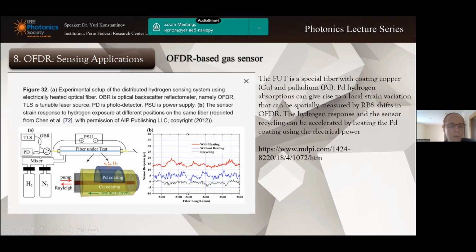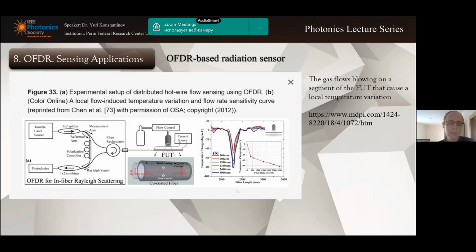They have a Michelson interferometer. Another variation of this: in this publication, they use different kinds of OFDRs. In some cases, they use OFDR with a coherent laser, and in some cases, they use a radio frequency laser. But in general, the principle of these OFDRs is the same, and only the sensing elements and sensing setups differ.